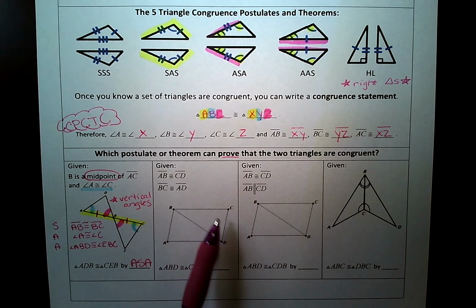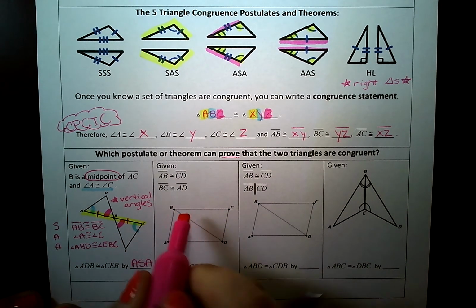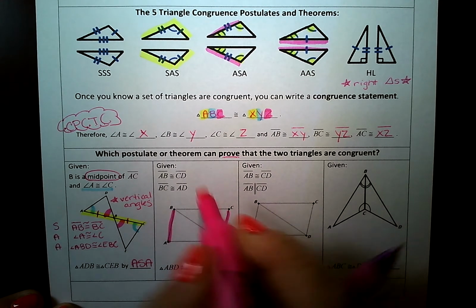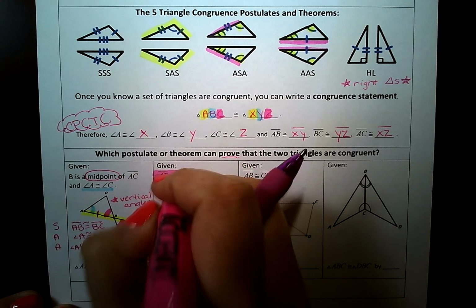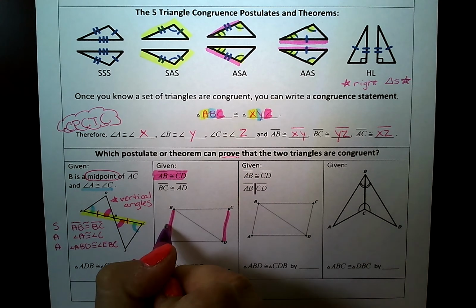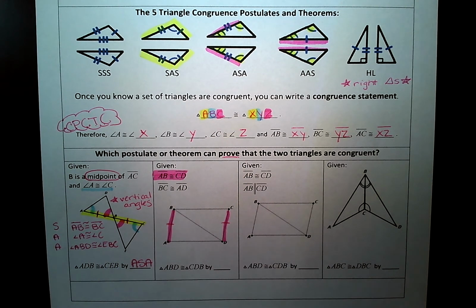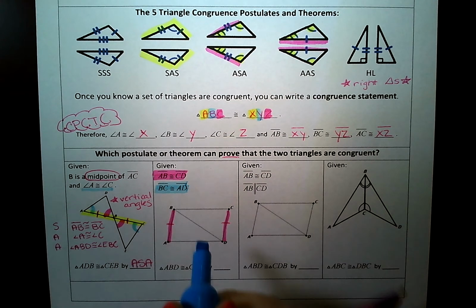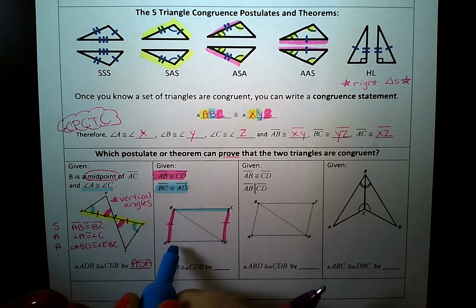Here's the picture. Okay, there's our two triangles, and here's our given information. AB is congruent to CD. I'm going to draw that out. So that's our first part of congruence. Then we've got BC is congruent to AD.